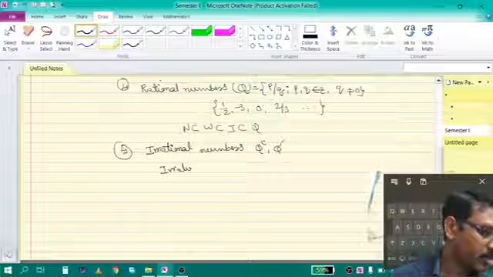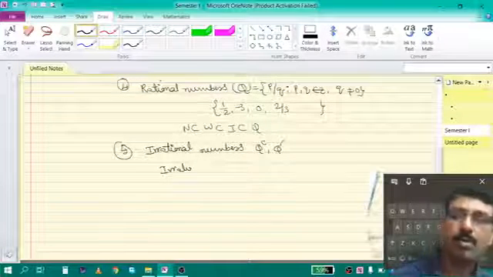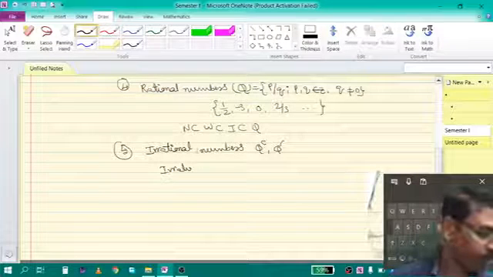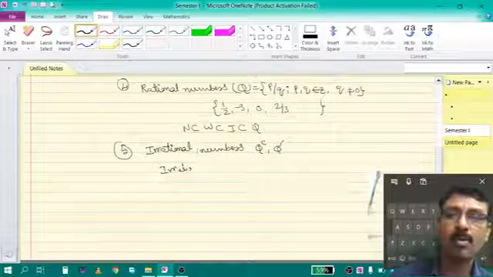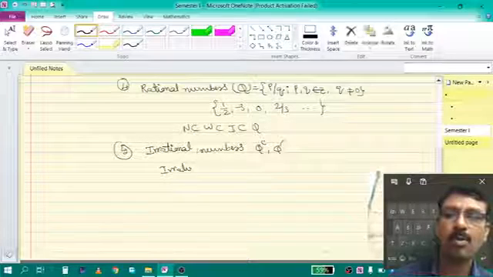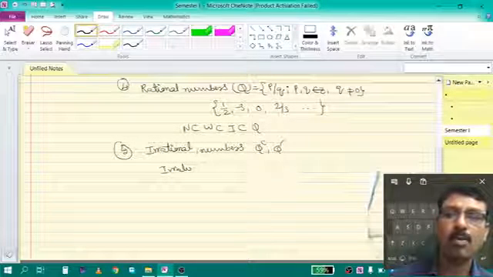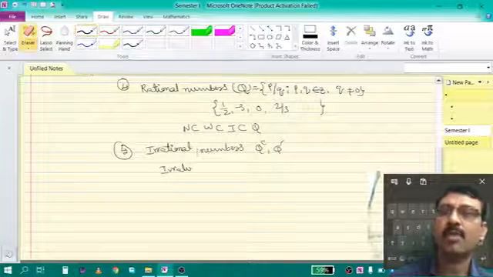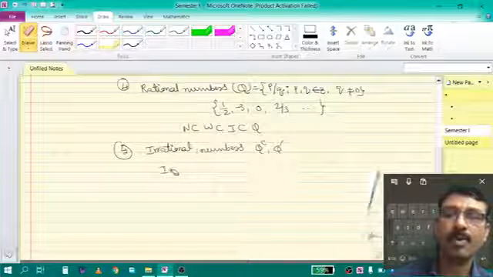One second. The eraser tool is not working properly. Yes.